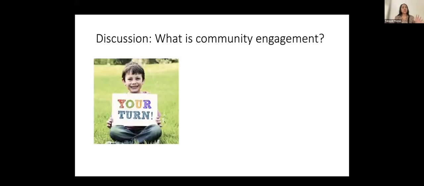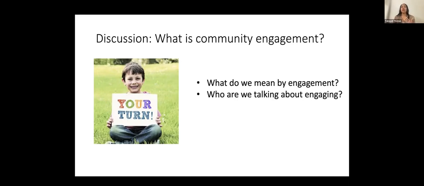We're going to start with a little discussion before we get into it today. Everyone signed up for this course called The Science of Community Engagement, so we're curious: what does community engagement mean to you? That can mean what we mean by engagement, but also who we are talking about in engagement. So a what and a who. Does anyone have thoughts on either what we mean by engagement or who we are talking about?